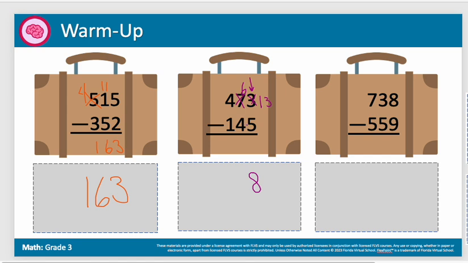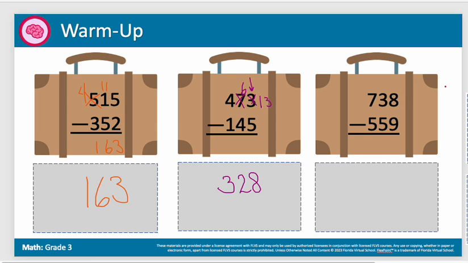6 groups of 10 take away 4 groups of 10 gives me 2 groups of 10. 4 groups of 100 take away 1 group of 100 gives me 3 groups of 100. So I got 328. Let's go ahead and move over to the next problem.